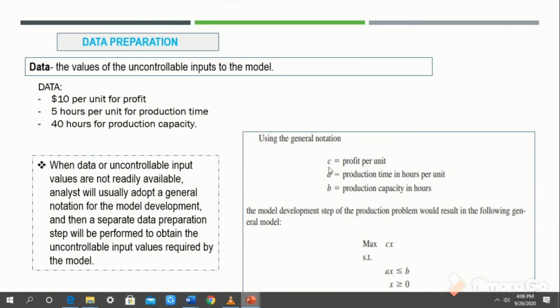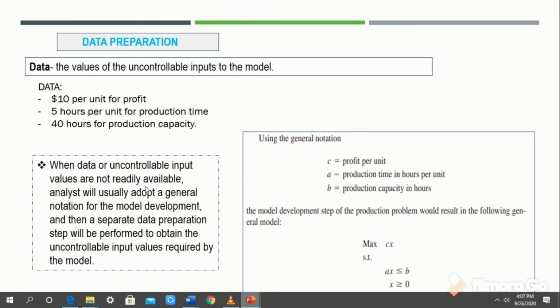So, mao ni siya ang general notation. For example, we can use the variable C for the profit per unit, A to represent the production time in hours per unit, and B to represent the production capacity in hours. So, the model development step of the production problem would result in the following general model. So, mag-use lang jud ka ani nga mga variables. So, A of X is less than or equal to B, and X should be greater than or equal to 0. Parehas man na siya sa atong linear equation, but sa general notation ni siya.